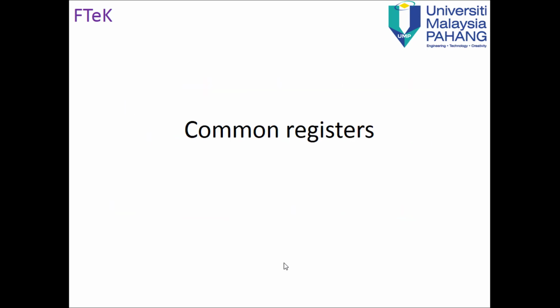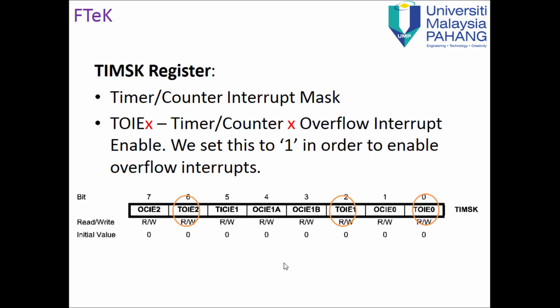Now the common registers. As we said, each timer has 2 registers, and there are other registers which are shared between the 3 timers. The first one is called the TIMSK register, the interrupt mask. As we already discussed, we have TOIE0. This enables the interrupt for timer 0, timer 1, and timer 2. So it is the overflow interrupt.